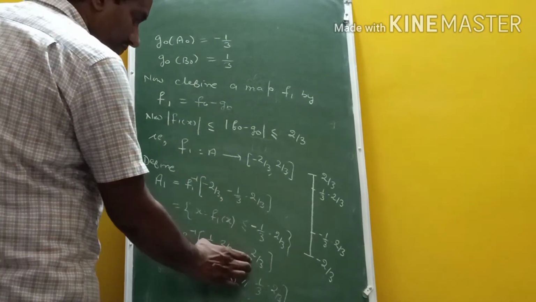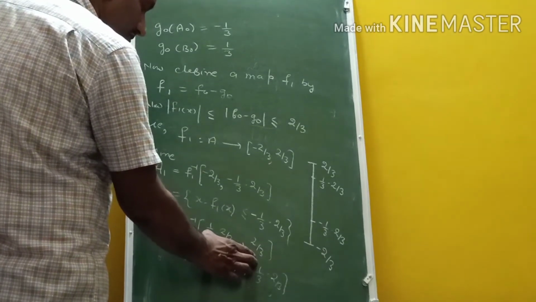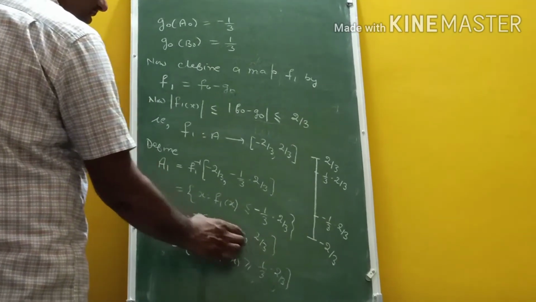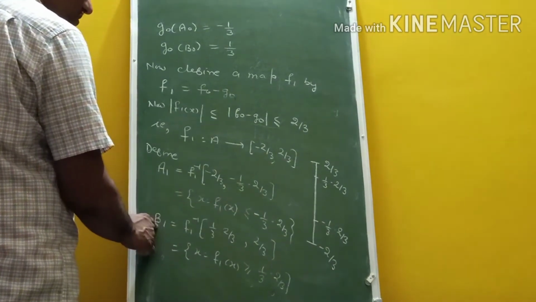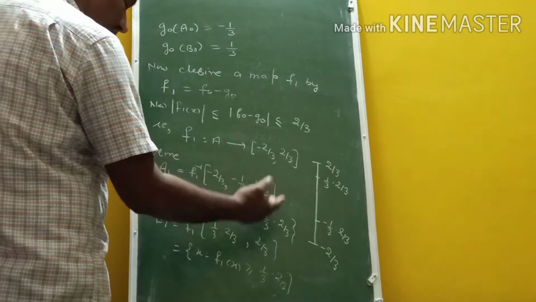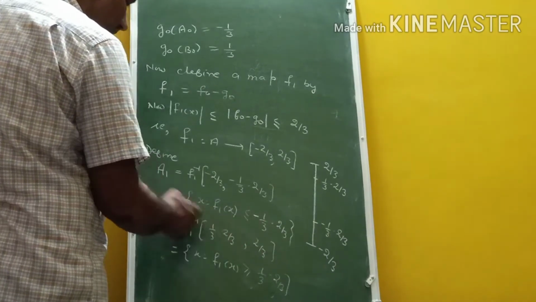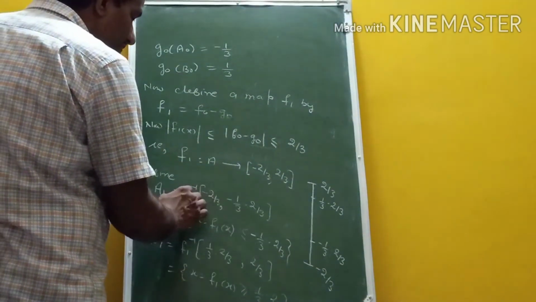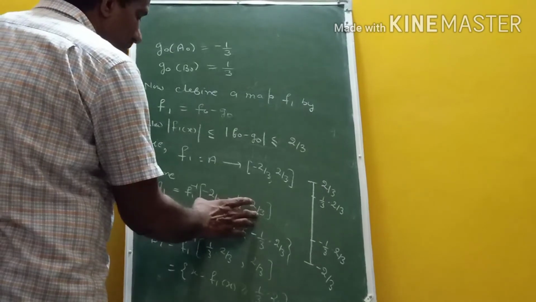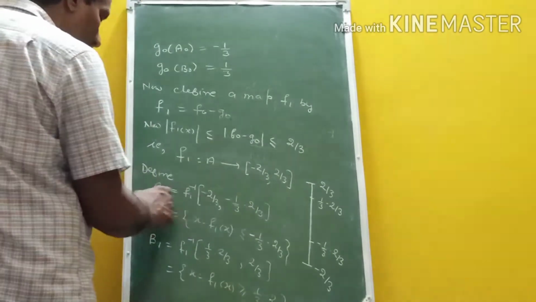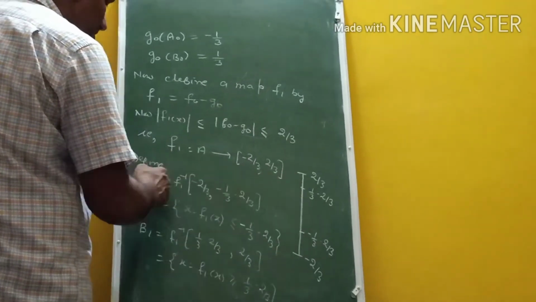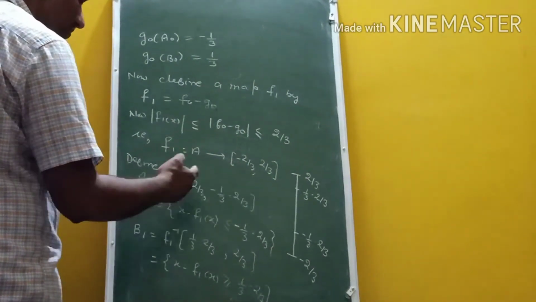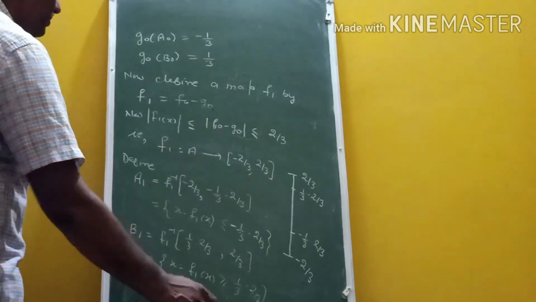Now we see from here these are closed sets and F1 is continuous, the inverse image is closed, so this is a closed subset of A, and it is again a closed subset of X. Similarly, F1 is continuous, the inverse image of a closed set is closed, so this is a closed subset of A, and A is a closed subset of X. So A1 and B1 are disjoint closed subsets of A and X.